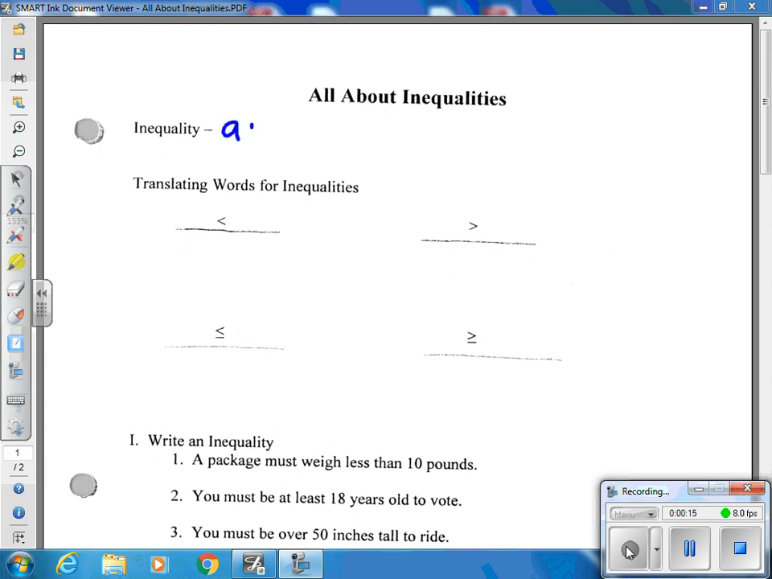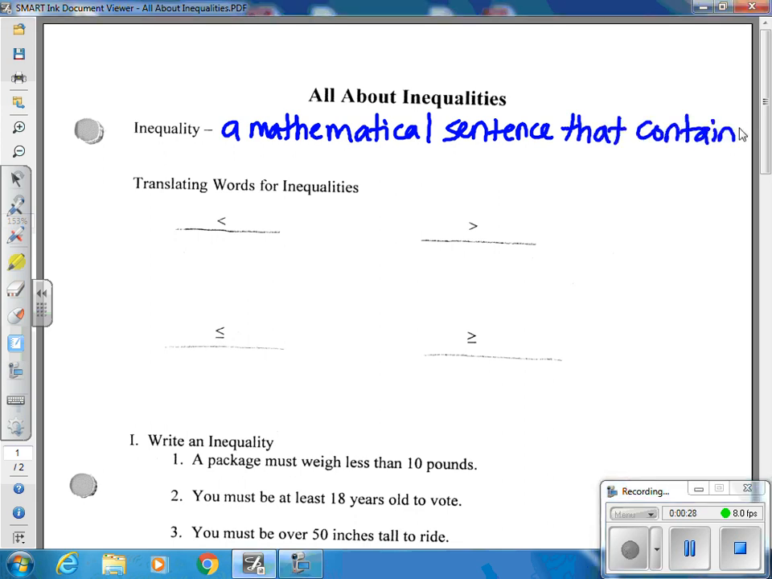An inequality is a mathematical sentence that contains symbols of less than, greater than, less than or equal to, greater or equal to, or does not equal. Basically, it's every symbol other than the equal sign. All right, that's what unequal means, is not equal.